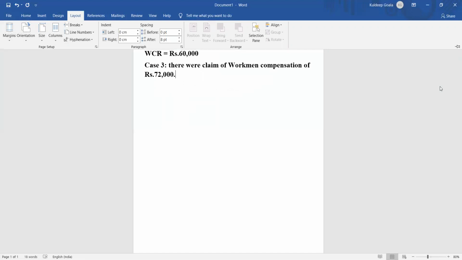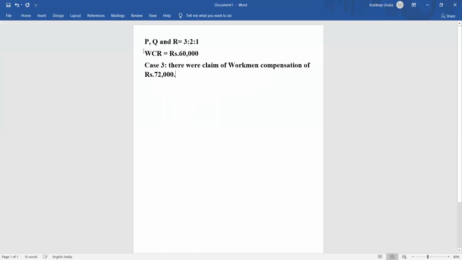Okay, fine. So P, Q and R were partners and their ratio was 3:2:1. We don't need the new ratio here, so I'm not writing it. It's the same example. Workmen compensation reserve was 60,000. And what are you seeing in case number 3? There has been a workmen compensation claim of 70,000 (72,000).